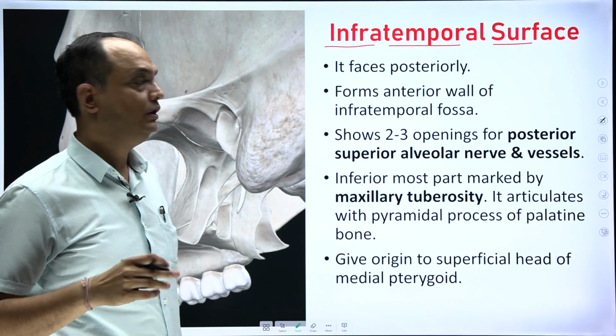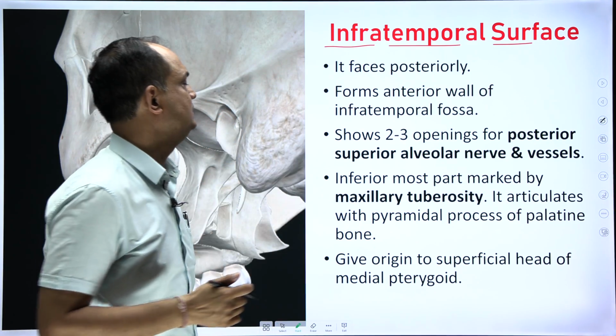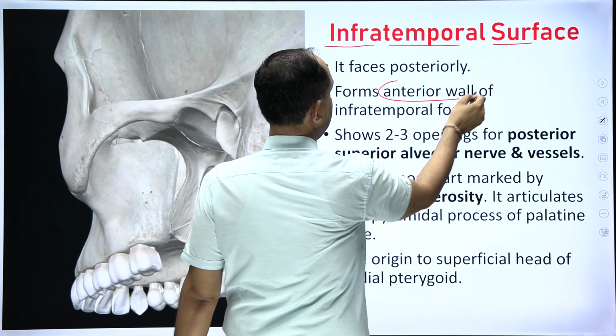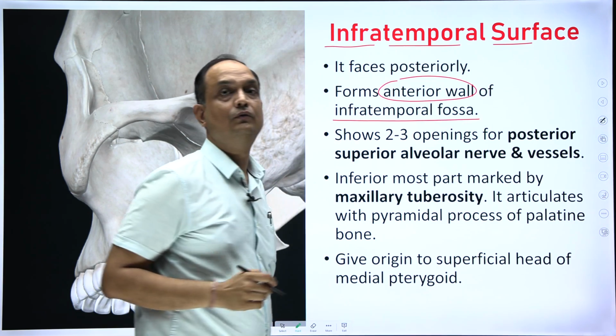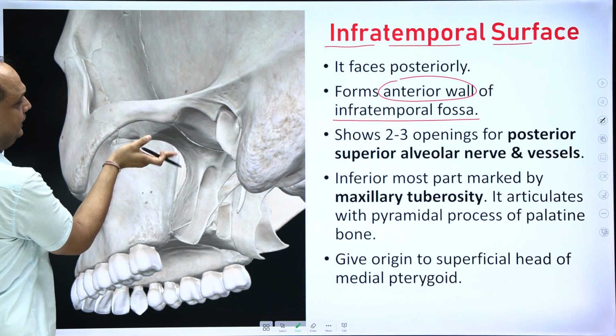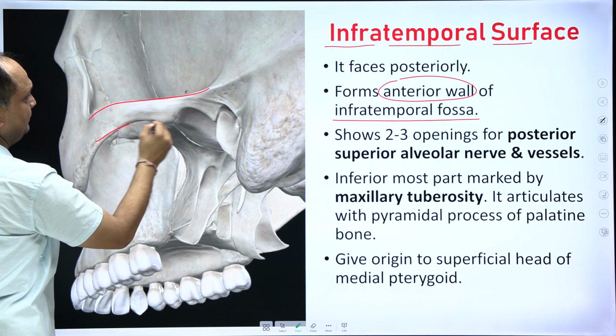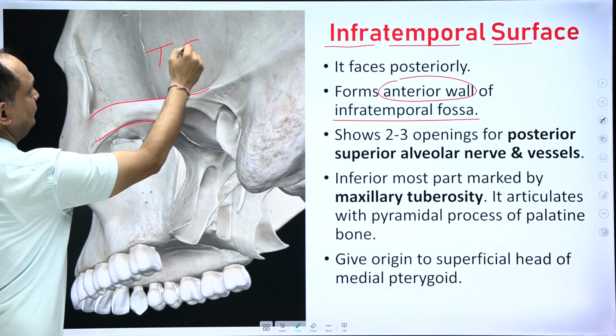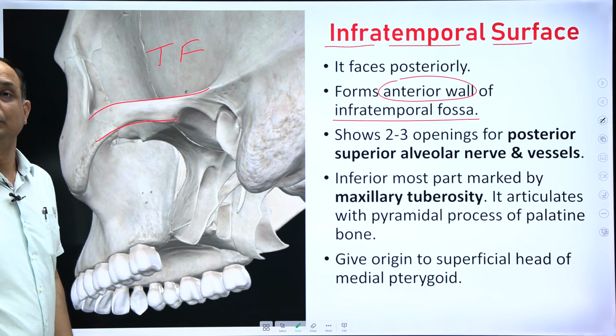Now we will move to the posterior surface, which is known as the infratemporal surface. Why is it known as the infratemporal surface? Because it makes the anterior wall of the infratemporal fossa. Clear? Here you can see the infratemporal fossa, and this is your zygomatic process. Above that you will have the temporal fossa, and below it the infratemporal fossa.